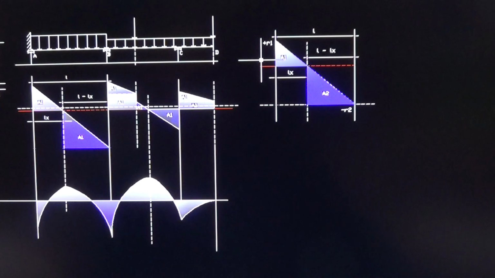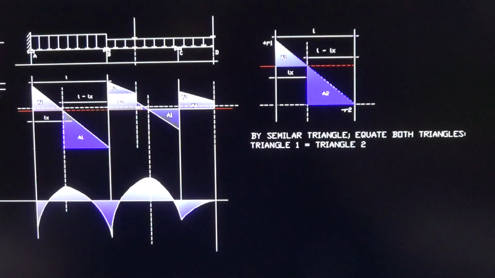As you can see, there are two triangles in here. It's triangle 1 and triangle 2. We need to derive the formula for this distance Lx so that you can use it very quickly. Alright, to solve the problem, by similar triangle, you have to equate both triangles. Triangle 1 is equal to triangle 2.